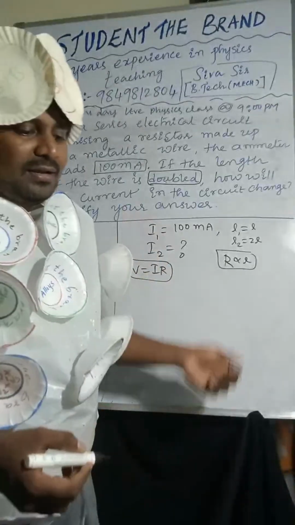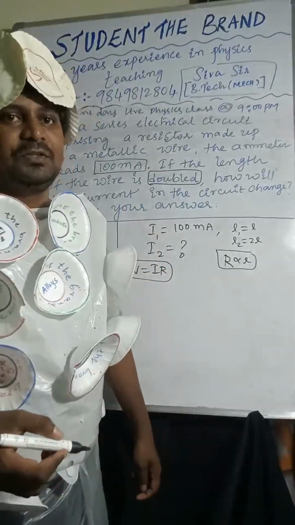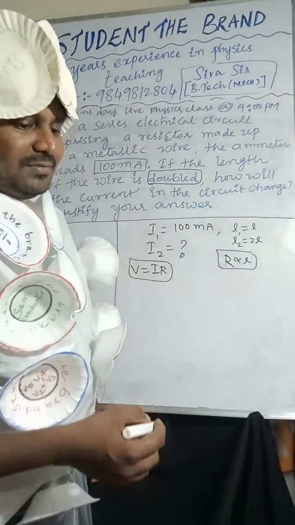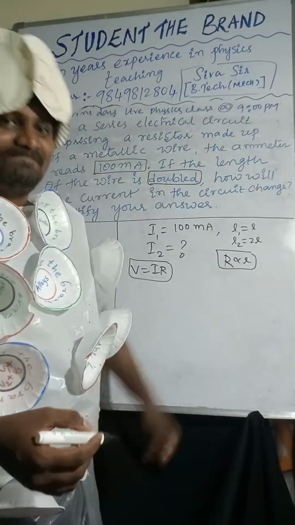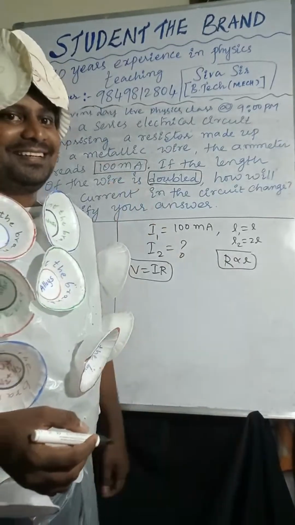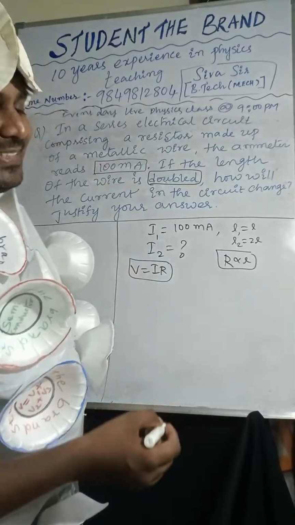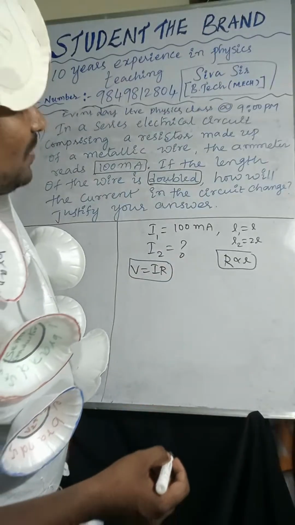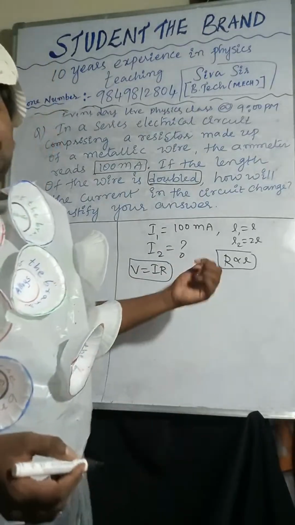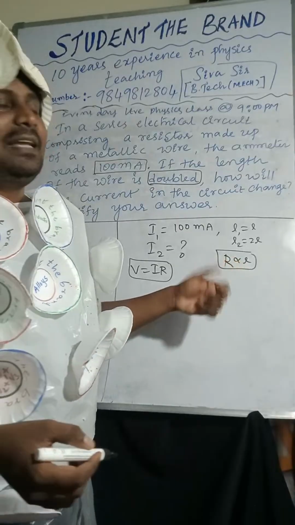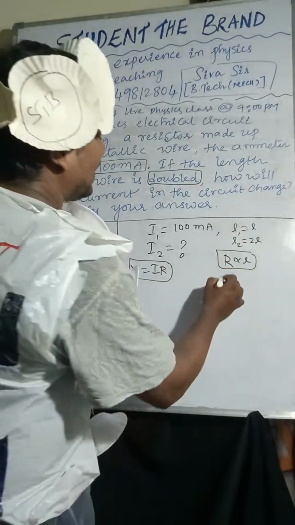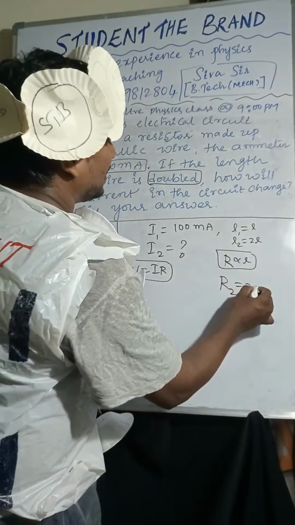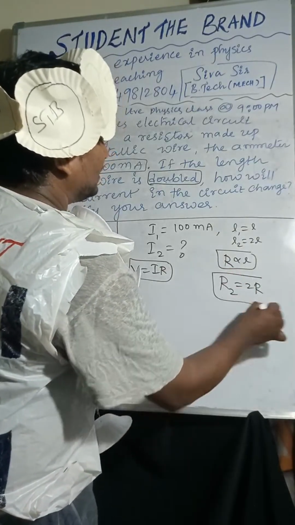Correct, Ramcharan. Well done. Good job, excellent. Keep it up. Nice. I2 is correct. How will it be? R is directly proportional to length. So when the length is doubled, R2 equals 2R.